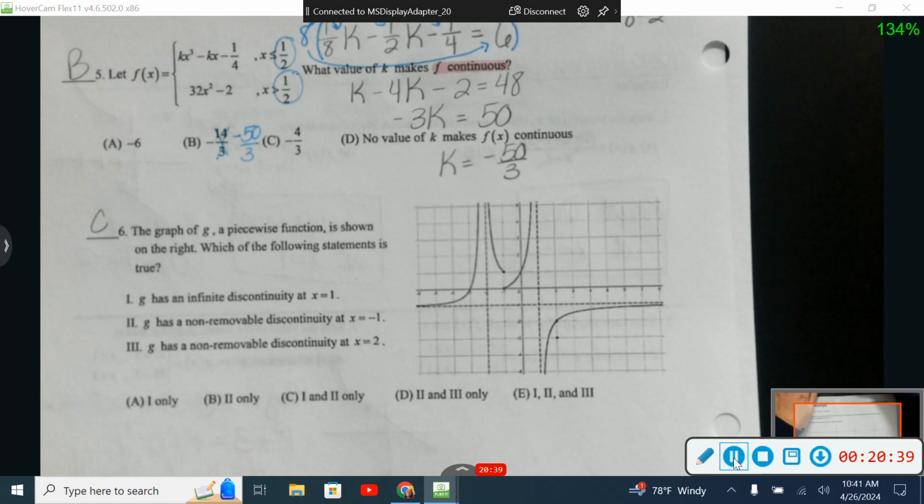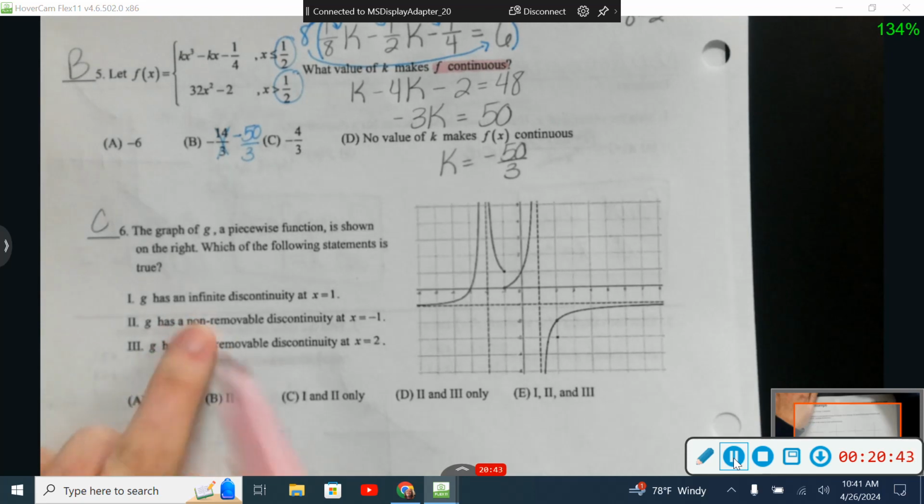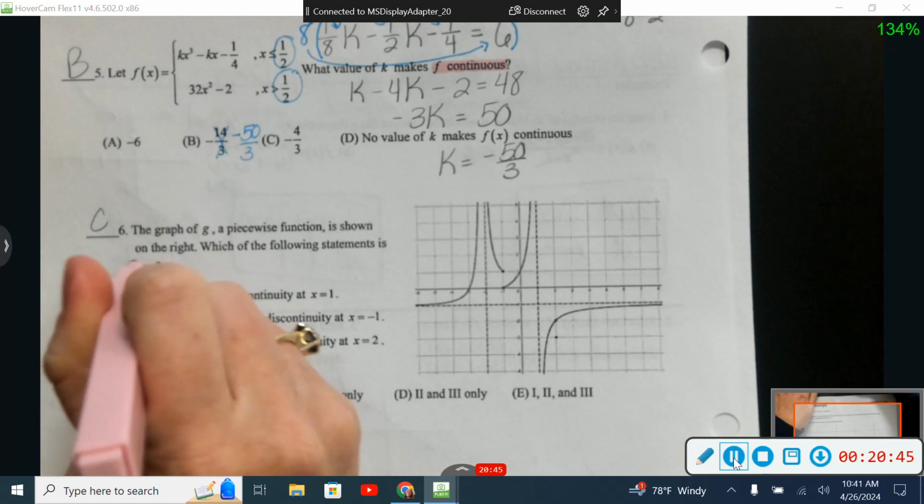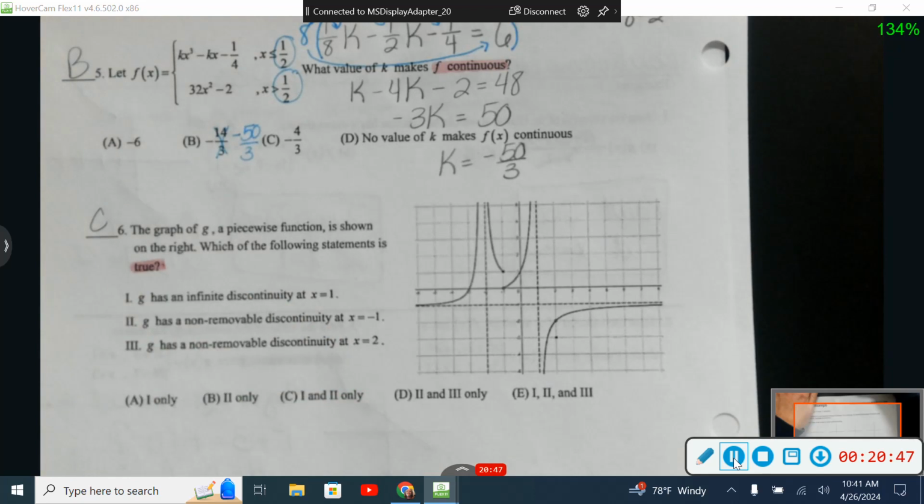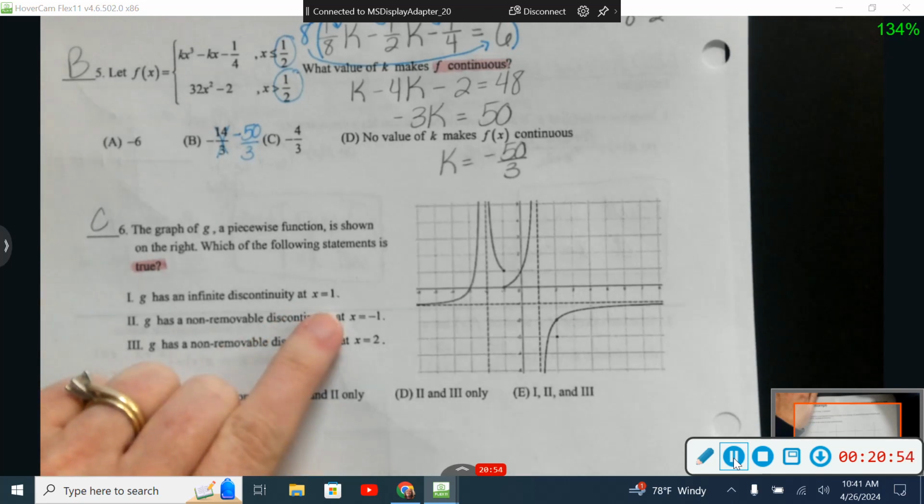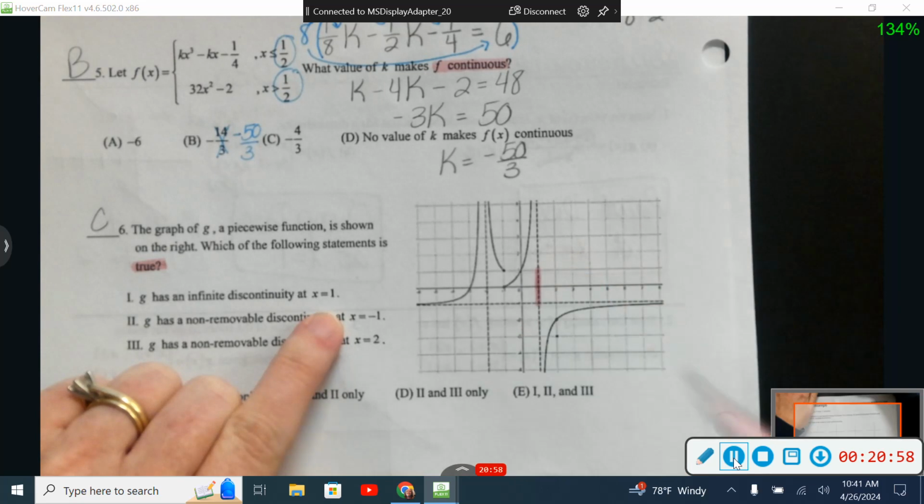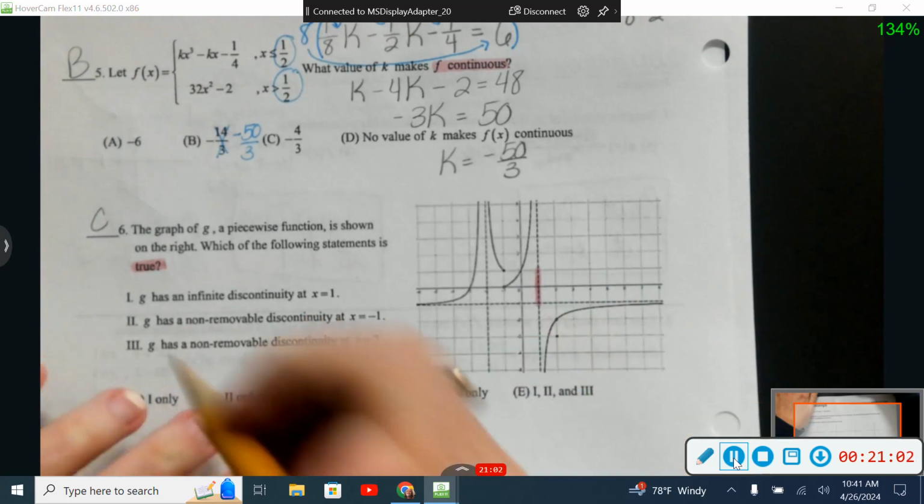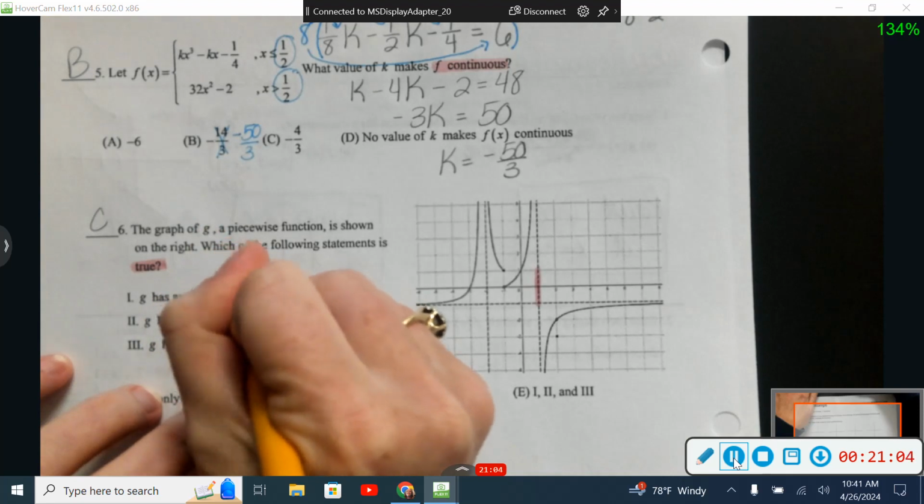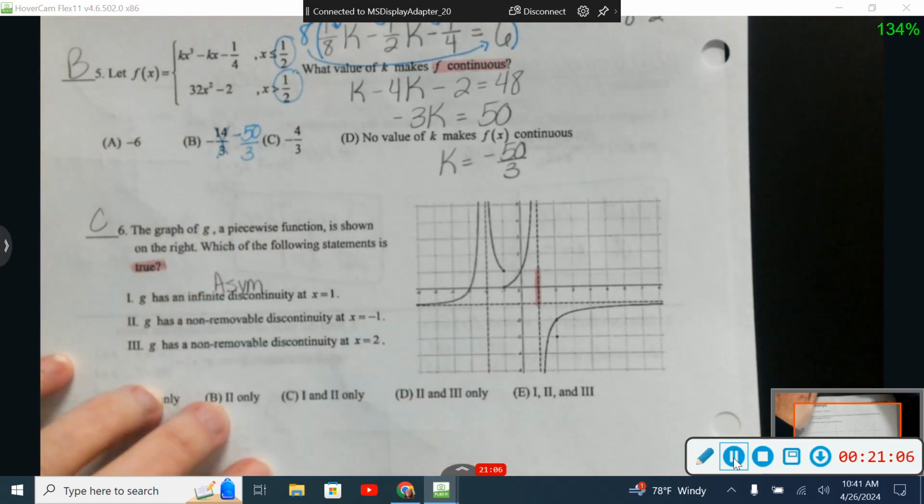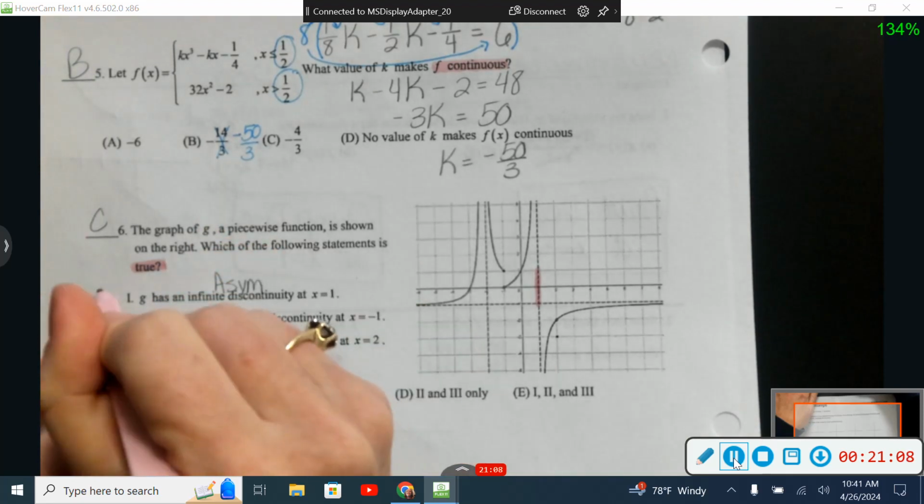The correct answer should be C. Let's go through really quickly. This one is asking which of the following statements is true. Watch out for that. Sometimes they'll ask you which one is false. So make sure that you know if they're asking true or false. The first one is asking if x equals 1, right here, has an infinite discontinuity. Infinite discontinuity is when you have an asymptote. So that one would be true.